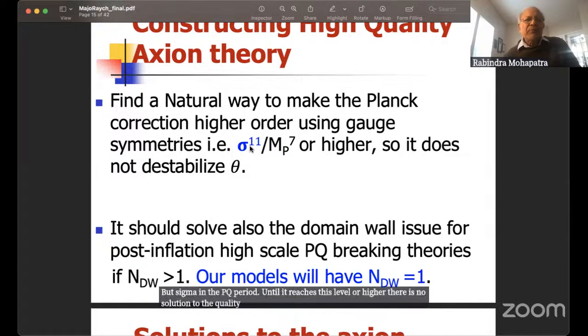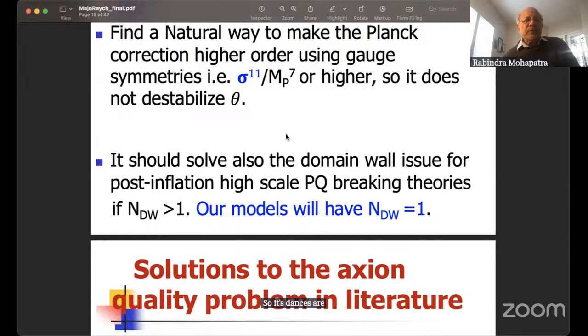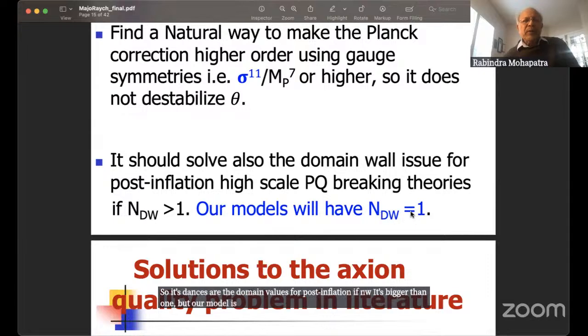So therefore we have to construct theories where the effective Planck scale breaking term is very high order, and that's the challenge that we have to face. It should also solve the domain wall issue for post-inflation if N_W is bigger than 1, but our models have number of domains equal to 1, so we will not worry about this problem at all.